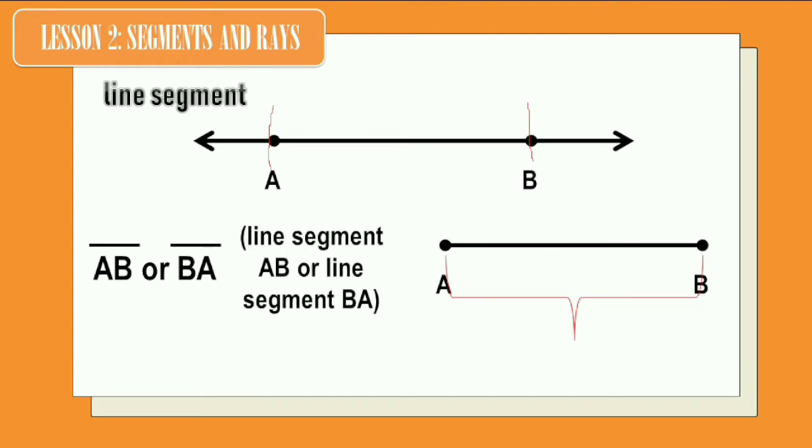Ayan. So, etong ating line segment, gaya ng sinabi ko kanina, it has definite length. Say for example lang ha, na ang length ng ating segment AB ay 5 centimeters. So, ganito natin siya isusulat. AB is equal to 5 centimeters. Mawawala na dito yung symbol. Ito na lang siya mismo. AB is equal to 5 centimeters, or BA is equal to 5 centimeters.